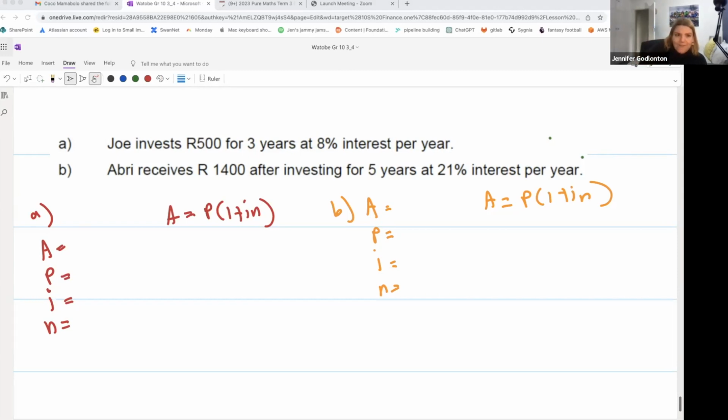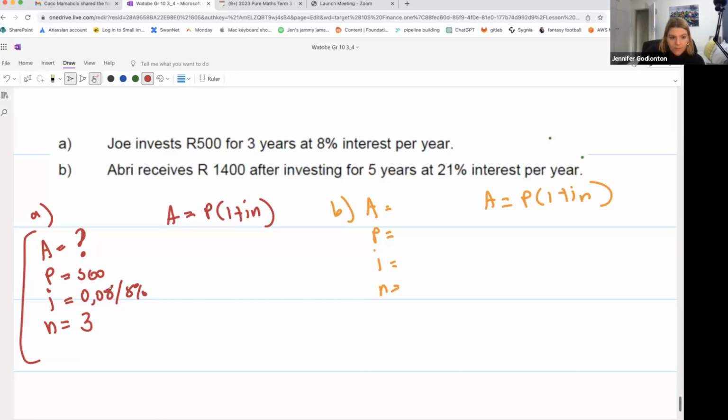Okay, talk me through A. What are my values that I'm going to put here on the left? So we don't know our A, and our P is 500, and our N is 3 years. Then our I is 0.08.